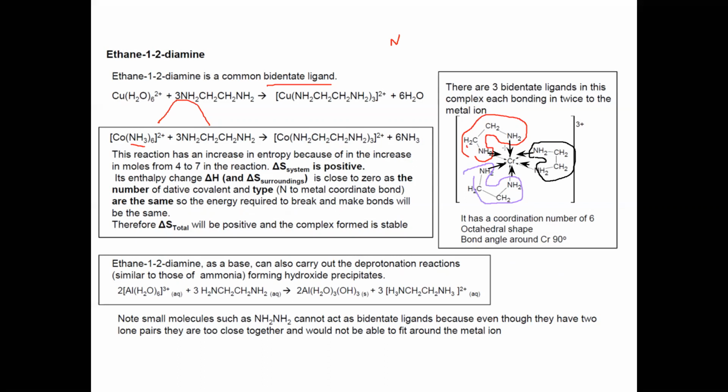So even a bidentate will lead to an increase in entropy. Why will the entropy increase? Because you can see the number of particles, 1 and 3, so there are 4 on one side, but this is 1 and this one is 6, so there are 7. So this reaction also leads to an increase in entropy, or the entropy of the system is positive.